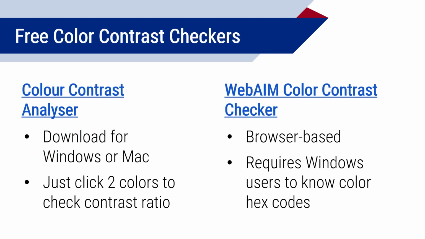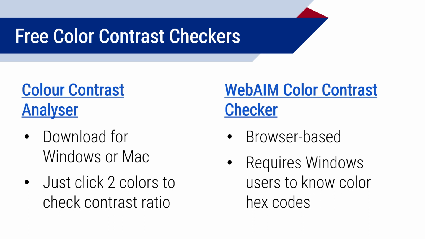When you want to go beyond just black and white, you can use a free color contrast checker to quickly find out if your foreground and background color have enough contrast to be accessible. On this slide, I've provided two examples, one that you can download to your computer and one that you can use from a web browser. The WebAIM Color Contrast Checker can be more convenient since you can quickly access it from any internet browser.